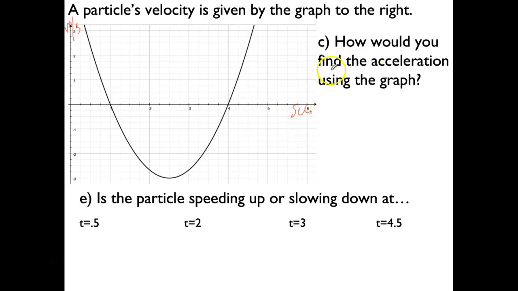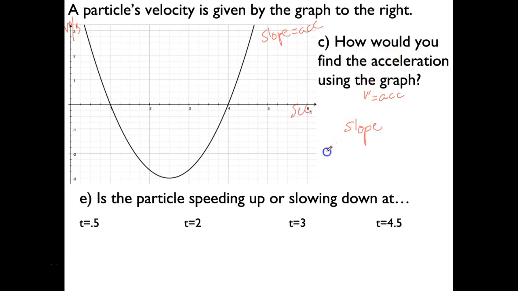So how would you look at acceleration on this graph? Well, if you remember what we were talking about the other day, the derivative of velocity is acceleration, right? So derivative means slope. So the slope of this graph is equal to acceleration, right? So that's how you would look at acceleration on here.